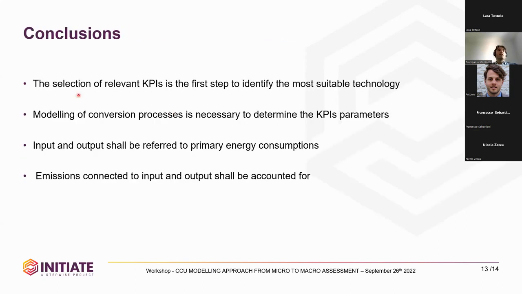In conclusion, the selection of relevant KPIs is the first step to identify the most suitable technology. Here I reported the relevant KPIs for technologies with the aim of reducing CO2 emissions. Modeling of conversion processes is necessary to determine the KPIs. Input and output shall be referred to primary energy consumptions. So we have to go to a homogeneous denominator, which is the primary energy consumption, and emissions connected to input and output shall be accounted for. So this was the presentation about the main KPIs.